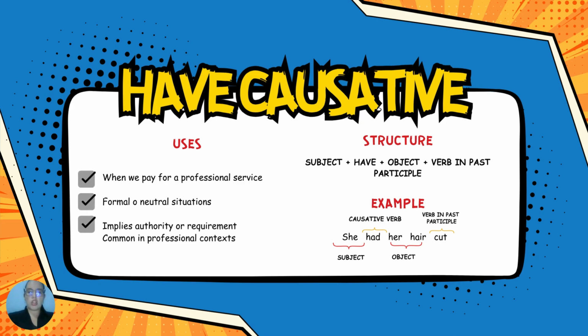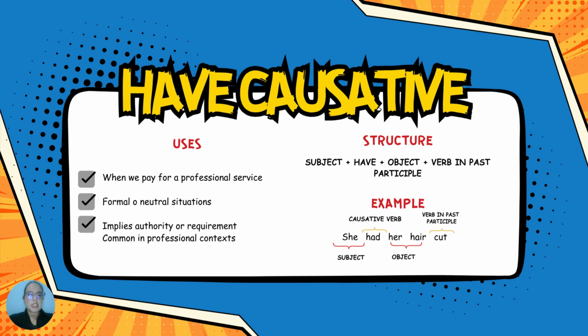Some of the uses of have as a causative verb are when we need to pay for a professional service, when we talk in a formal way, or when we need to imply authority or requirement. This verb is used commonly in a professional context. The structure is very simple.